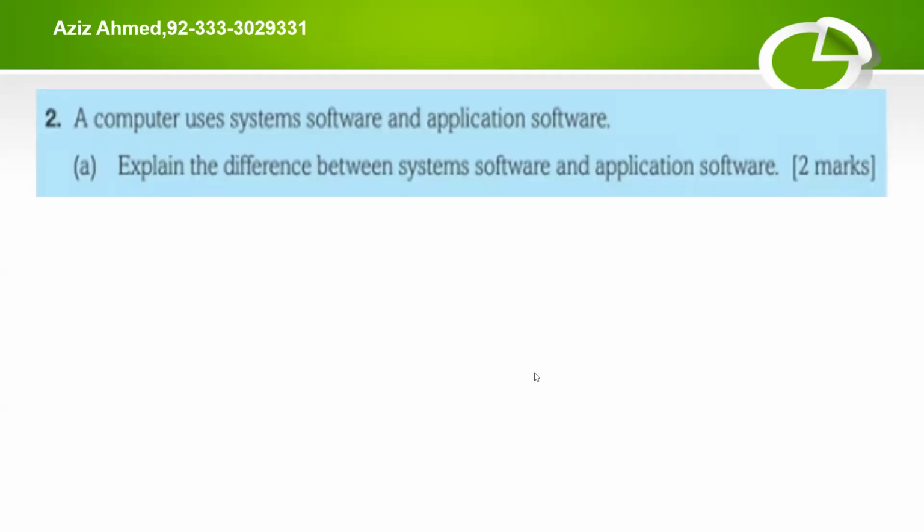Now see this: a computer uses system software and application software. Explain the difference between system software and application software.